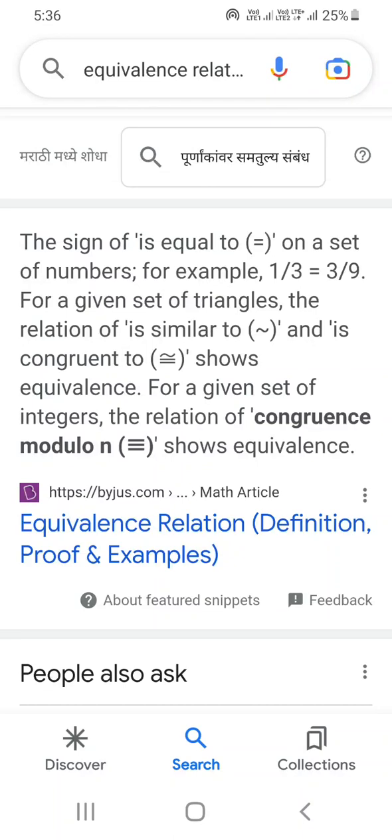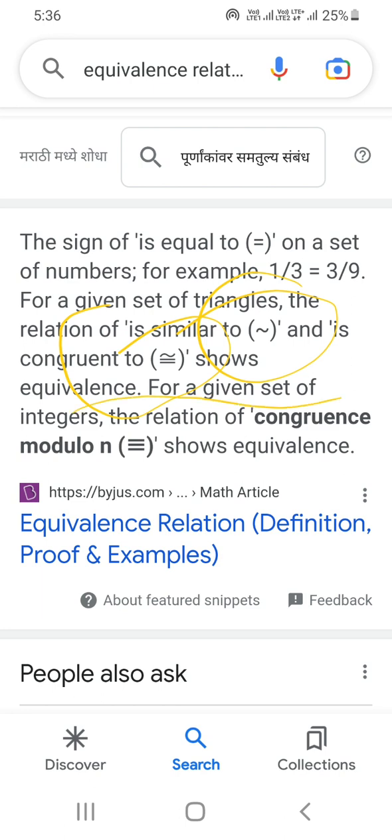Equivalence, and the sign of the equal is like equal. Equivalence in the integers is basically, if I say 1/3 is equal to 3/9, both are equal, we know that, but in the integers we say this is an equivalence relationship. For the given set of triangles, this relationship is similar, with this symbol. With this symbol you can say the equivalence relation, and it is congruent to this.